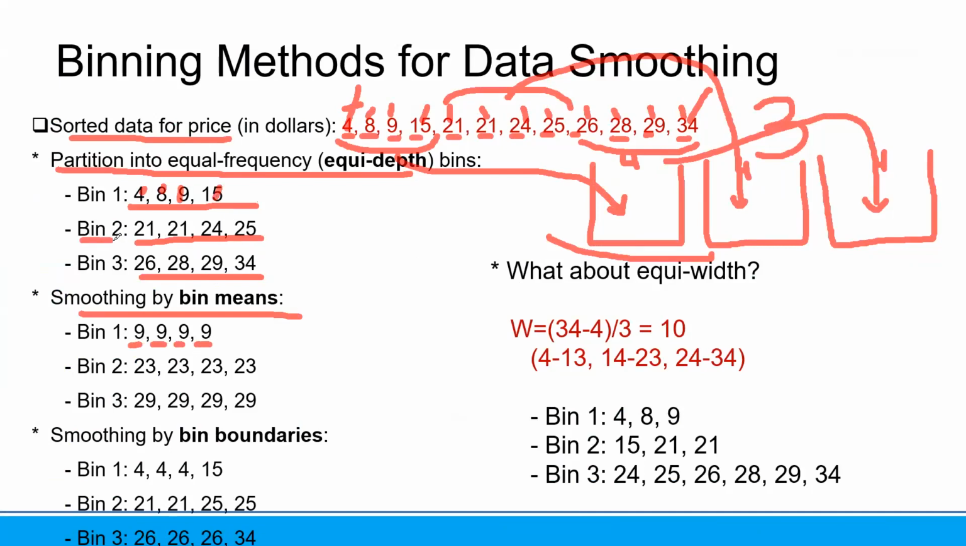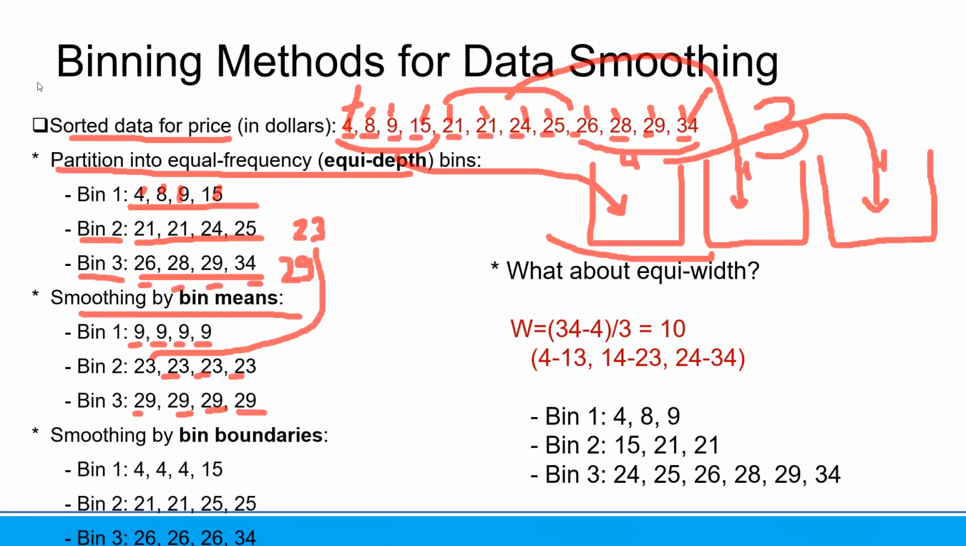What is bin number 2? 21, 21, 24, 25. So I can get the mean, which is 23, and I will replace every data point here with 23, the mean. Bin number 3, we have 26, 28, 29, 34. We will replace these with the mean. So I can say the mean is 29. Okay.